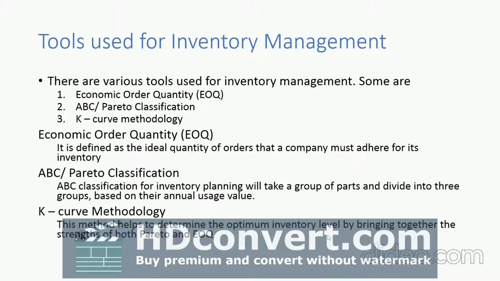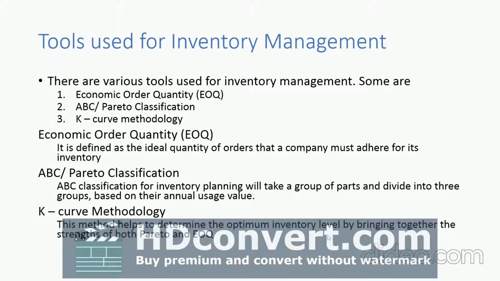Moving on, in recent trends, various tools are used to find the best optimum level for inventory management. In our case, we are going to discuss three important tools, namely economic order quantity, ABC/Pareto classification, and the third one is K-curve methodology.